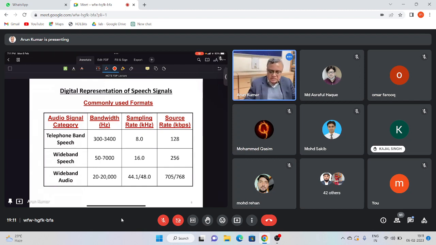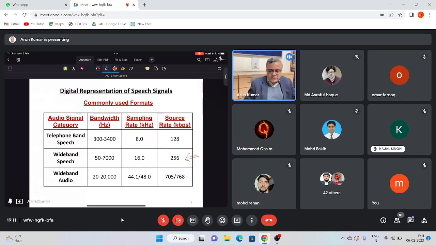Now, we have another band which is called the wideband speech, which is from 50 hertz to 7 kilohertz. Here the sampling rate is 16 kilohertz, and the source rate, that is the uncompressed signal rate, works out to 256 kilobits per second, assuming that 16 bits per sample is used, which is most common. Wideband speech is used for several applications, particularly for video conferencing and more so for voice over internet protocols or VoIP communication.